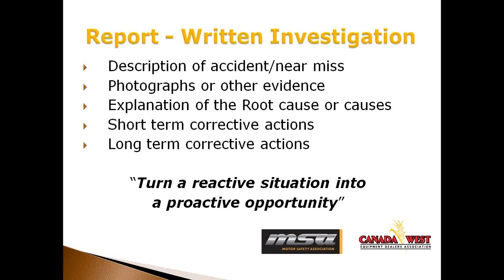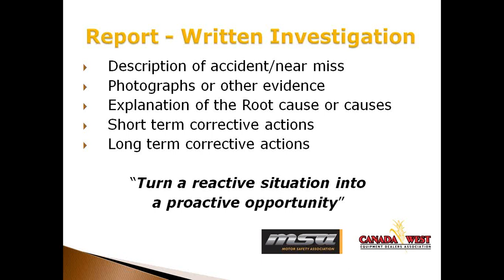Say, for example, if there was a situation in your parking lot, you may have to put a temporary barrier or a small sign around with reflective tape to protect that area. So that's something you can do today as a corrective action. But long term, you may look at repaving that pothole to fix the situation. So those are a couple different things that you can look at when you're doing your investigations.